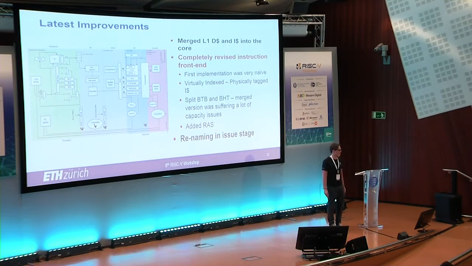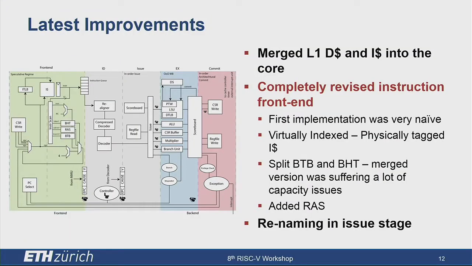This brings me to the part where we'll talk about the latest improvements. After 4 months, we had a very initial design, but there were a couple of things which were implemented rather crudely. So right now, I've merged the L1 I and D caches into the core, made both caches virtually indexed and physically tagged, because that brings a lot of performance, and completely revised the instruction front end.